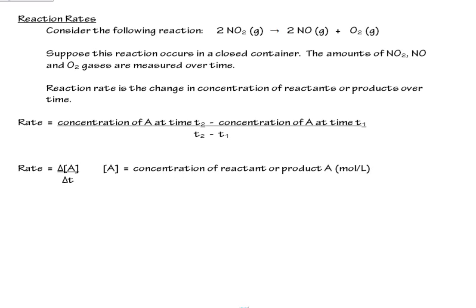Super easy, it makes sense. So we've got this equation. We've got some nitrogen dioxide that decomposes to form nitrogen monoxide and oxygen gas. We're going to study the change in these concentrations over time as this reaction takes place, and we're assuming that it occurs in a closed container.